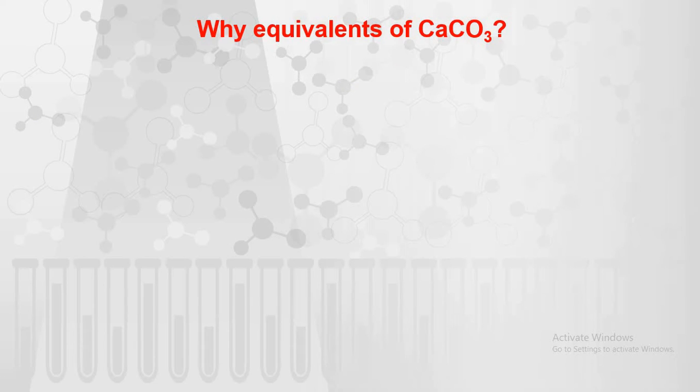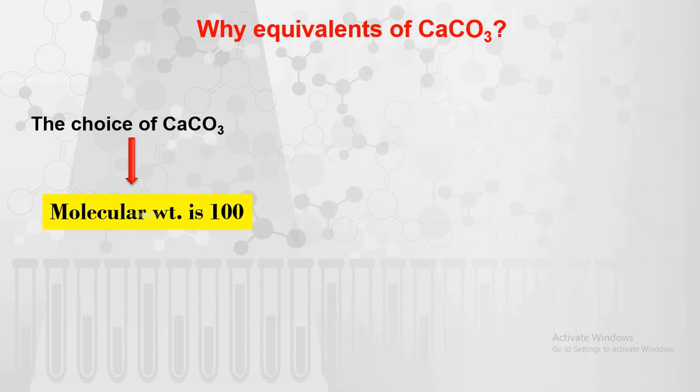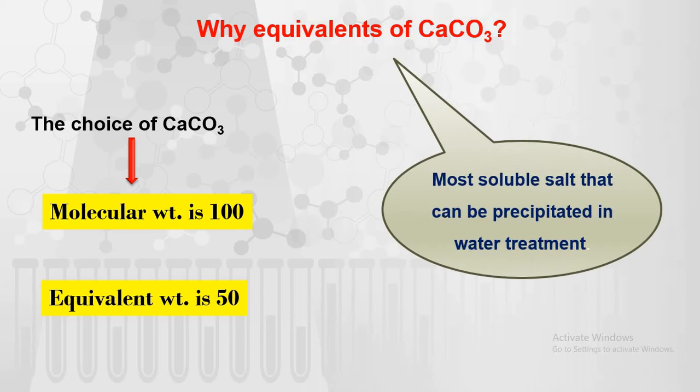Then this is the main question: why are we using this equivalence of CaCO3? CaCO3 is chosen because its molecular weight is 100 and the equivalent weight is 50. Moreover, it is not only the reason, but the most insoluble salt that can be precipitated in water treatment is nothing but calcium carbonate. That's why we are using calcium carbonate equivalents.